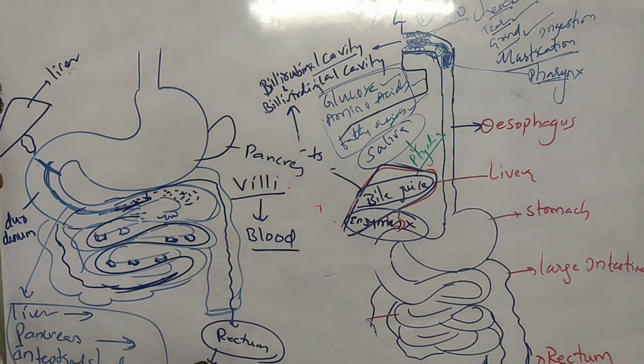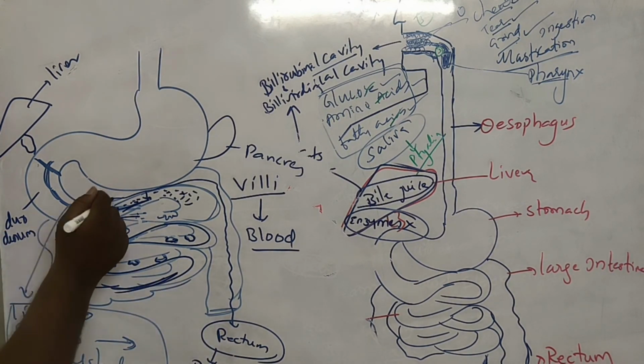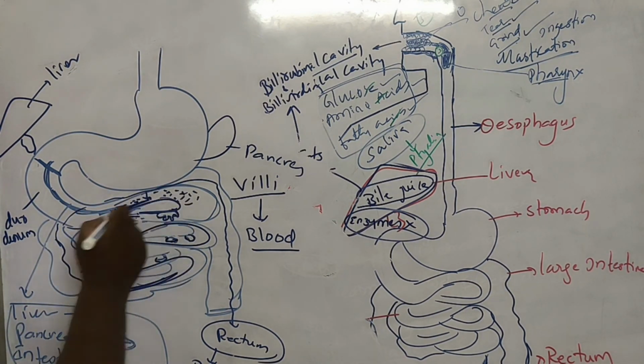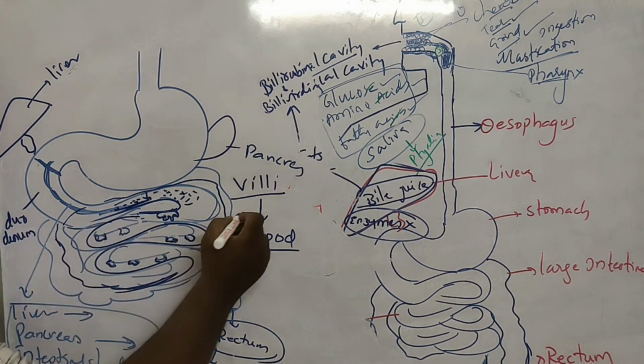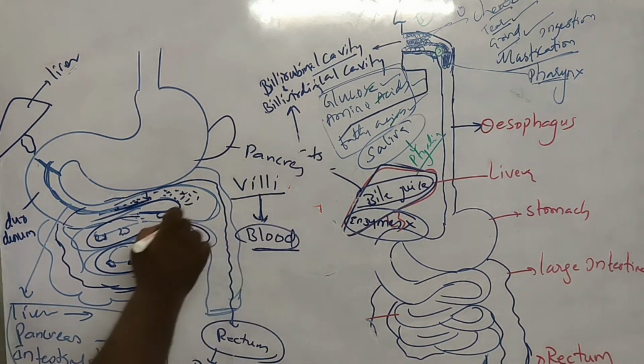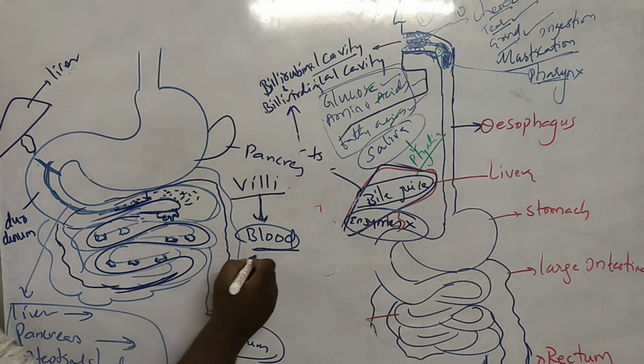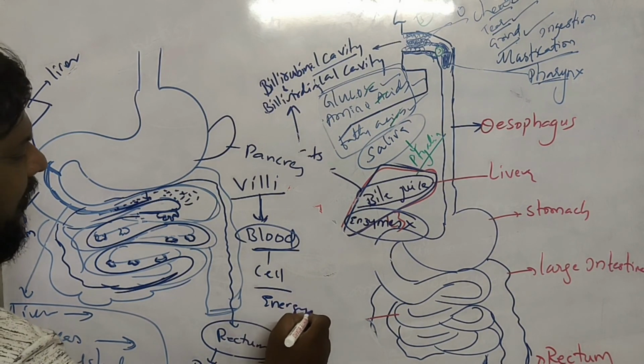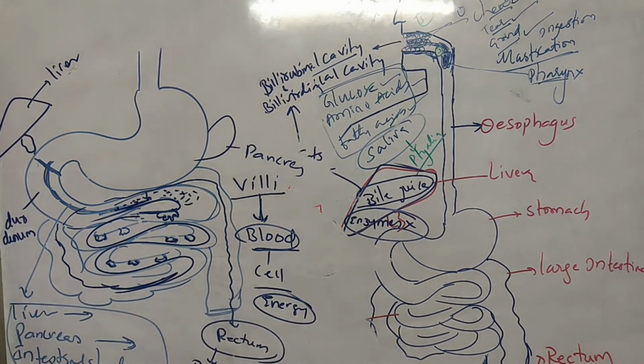This is called defecation. Whatever undigested food is there will be sent out of the body. Whatever digested food is there in the body will be absorbed by the finger-like projections present in the small intestine, and then sent into the blood, so that it can reach each and every cell of our body and give energy to us. So this is basically the process of digestion.